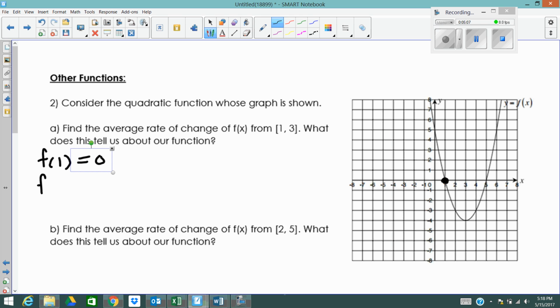And the value of my function at 3 is -4. So when we're finding the average rate of change, what we're really doing is we're finding the slope of the line that connects those 2 points and saying that that's going to be the average change over that interval, not the exact change, not the instantaneous rate of change, but the average rate of change over that interval.